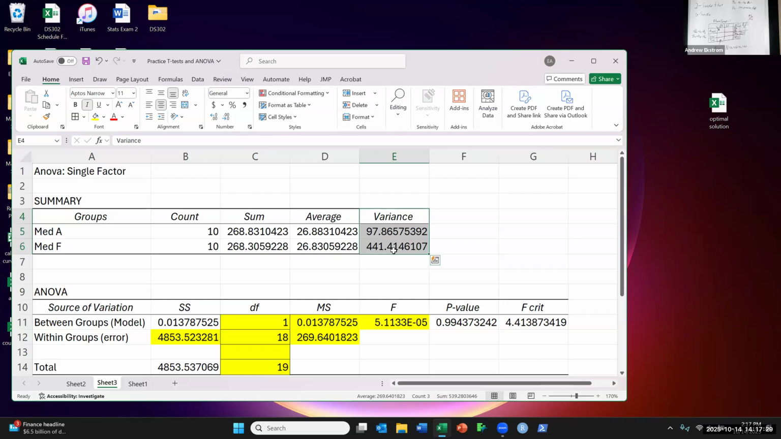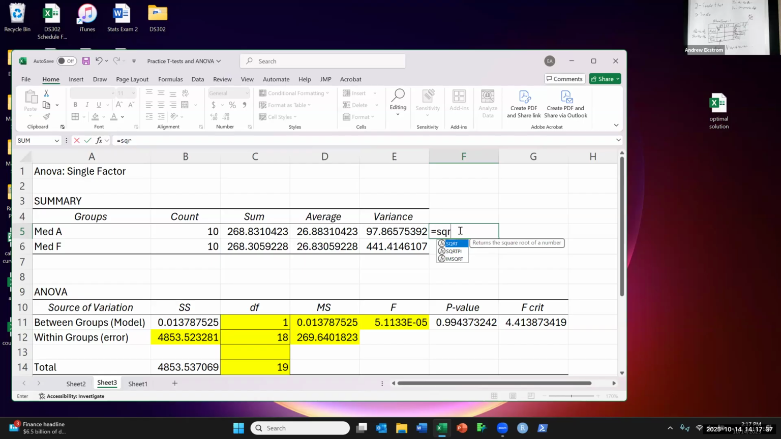If we're doing this in Excel, how do you take the square root of these? You can actually say equal SQRT, open parentheses, click on whatever, close the parentheses, and that is the standard deviation right there.